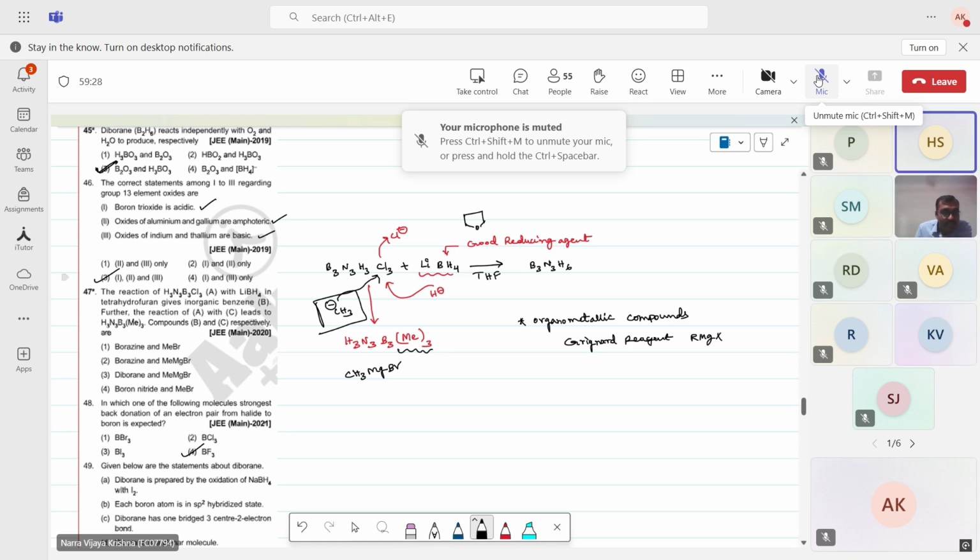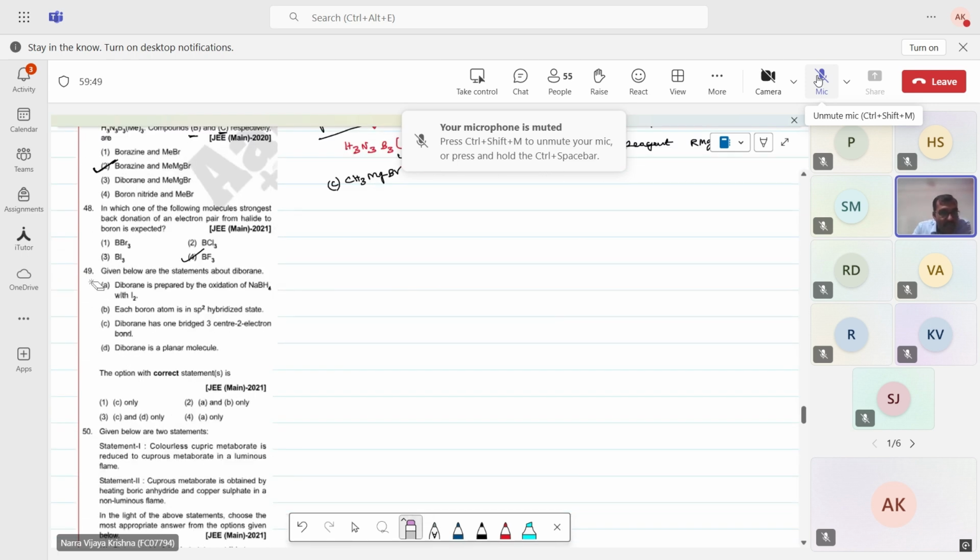Next, what are they saying? What are compound B and compound C? Compound B is the second option, and compound C is the Grignard reagent. So the answer must be option 2. See how they merged organic with inorganic. Right. Now come to the next question. I think, can we solve this 49?